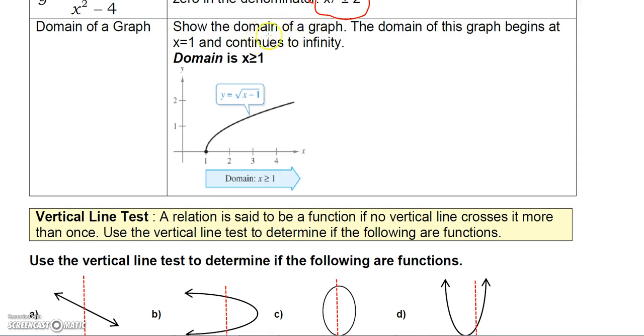Okay, now here on this graph, you can look at the graph and determine the domain by just looking at the values that x takes on. Notice that x starts at 1, and then x goes through here forever and ever, and it covers all values greater than 1. So the domain here would be all values greater than or equal to 1. So that's the domain from a graph.